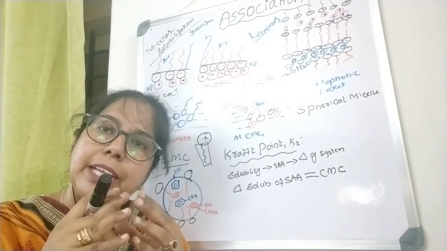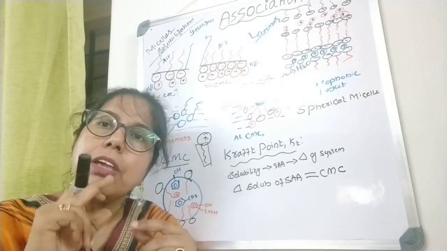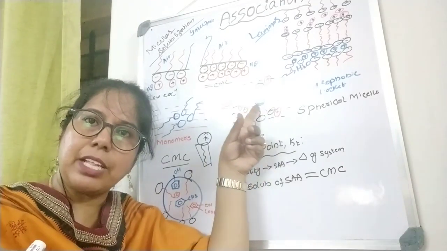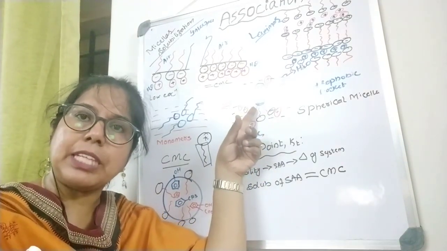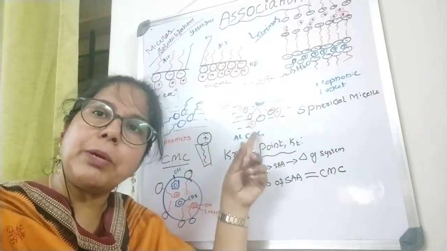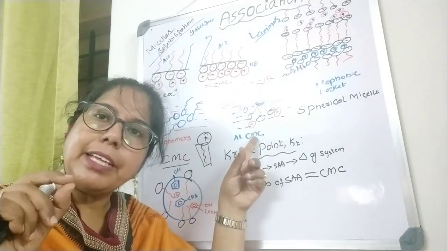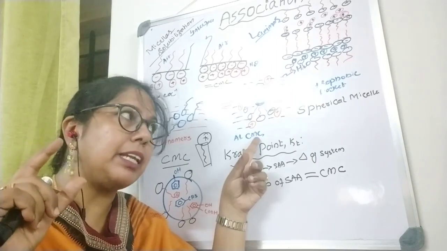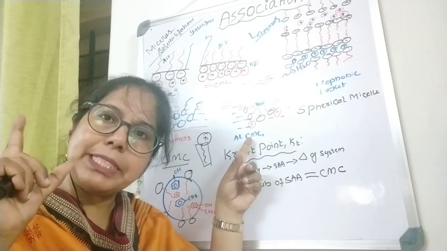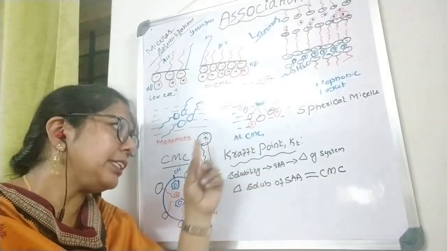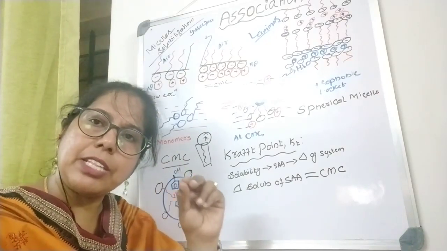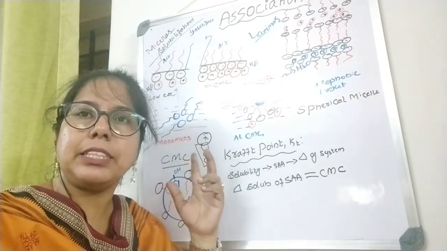That group of monomers is called association colloids, which falls in the colloidal size range, that is 50 Angstroms. This colloidal association of monomers is technically called micelles, M-I-C-E-L-L-E, micelle. So what is CMC, critical micellar concentration? It is the concentration range of surfactant at which micelles start forming.